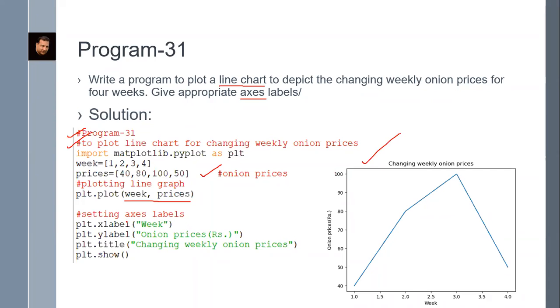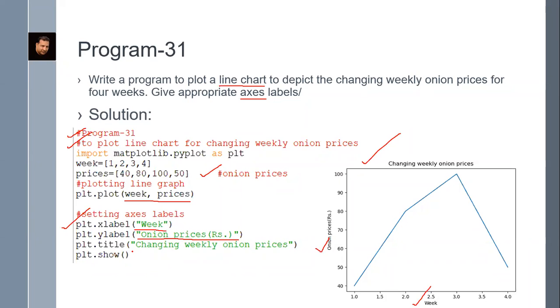According to the question, you need to give labels also. For the X label, we have to write plt.xlabel('week'). You can write anything, it is up to you. plt.ylabel('onion prices in rupees'). So you can see week is being displayed here, onion prices here.